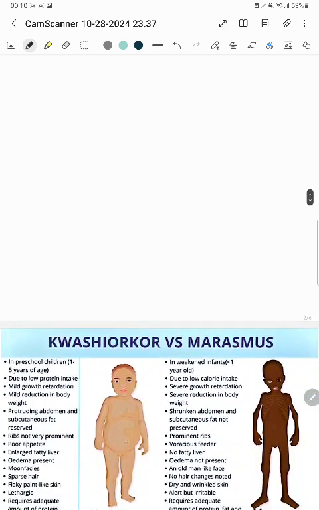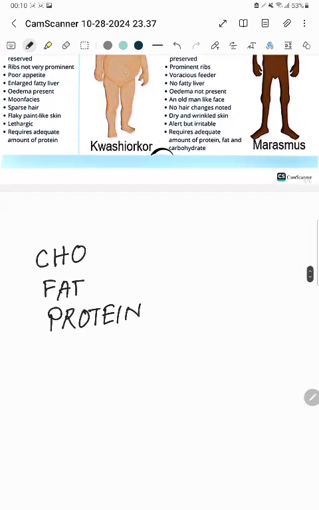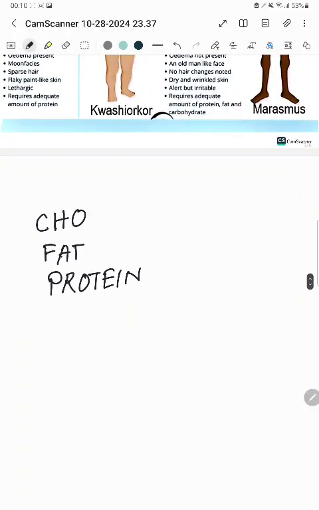Today we are talking about two conditions that are directly related to malnutrition, protein energy malnutrition. We can classify it into two types, kwashiorkor and marasmus. First things first, we have to understand how we can differentiate them from each other.